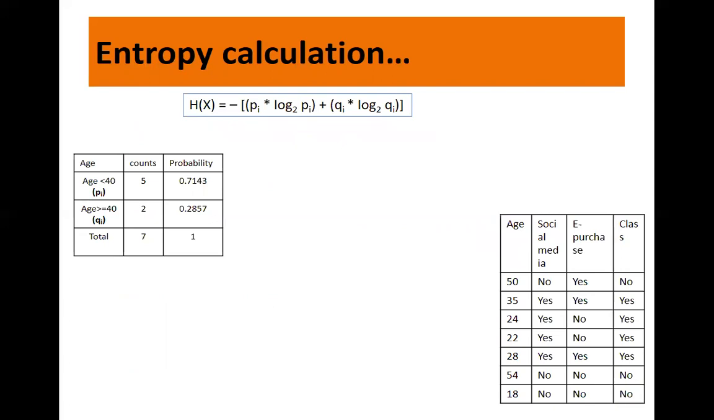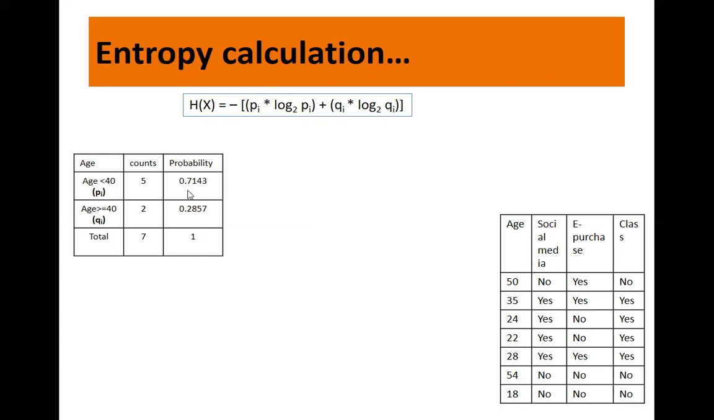Now, let us calculate the entropy for the age attribute. What is the condition? Age less than 40 will be represented as Pi, and age greater than or equal to 40 will be represented using Qi. Now, how many samples have age less than 40? 1, 2, 3, 4, and 5. So out of 7 samples, 5 of them have age less than 40.